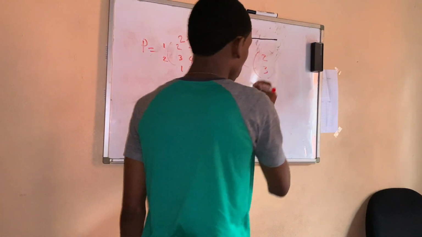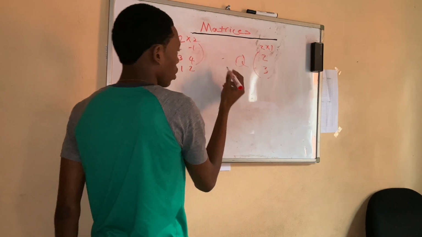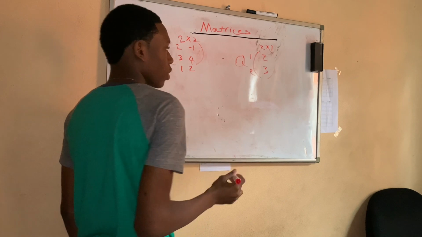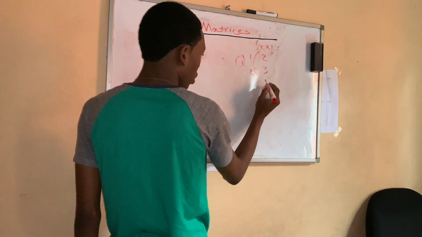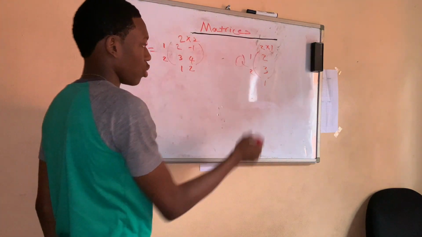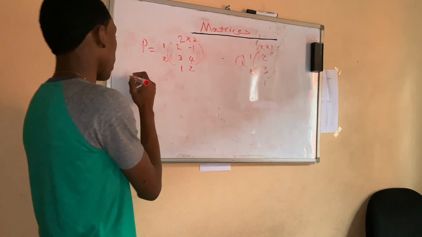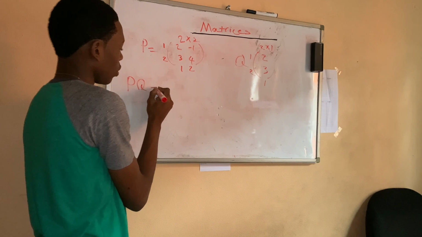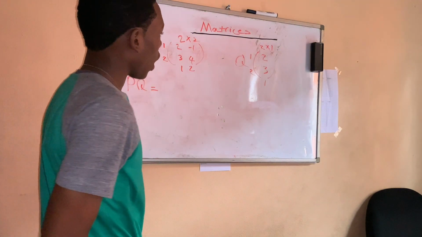This one is a 2 by 1 because you state the rows first: it has 2 rows going across, and 1 single column, which is 2 and 3. Alright, so let's first define PQ, which is P multiplied by Q.